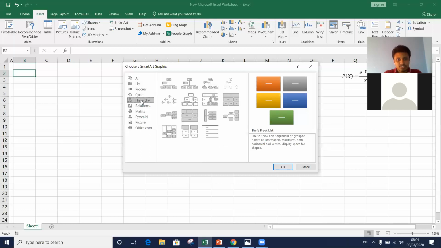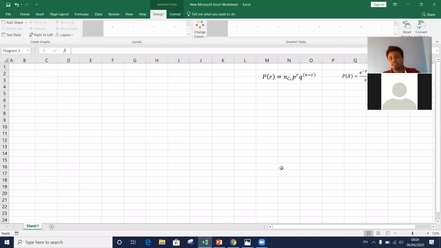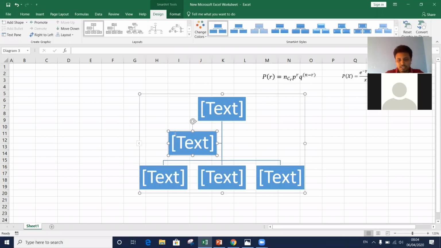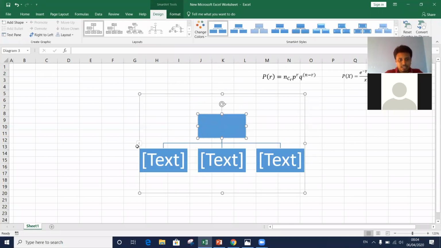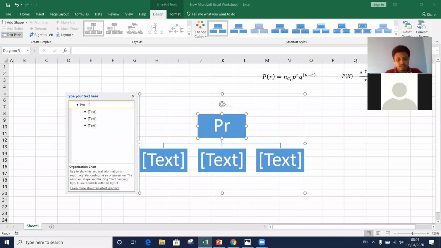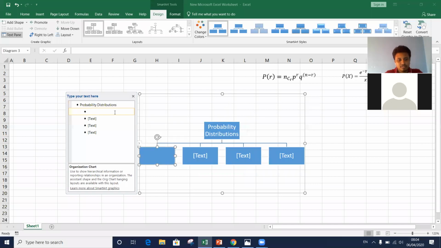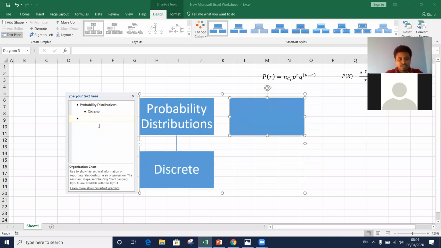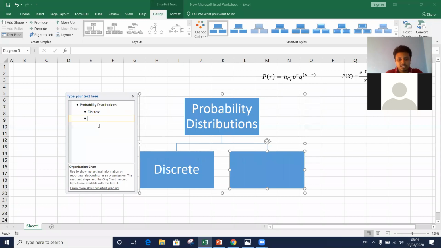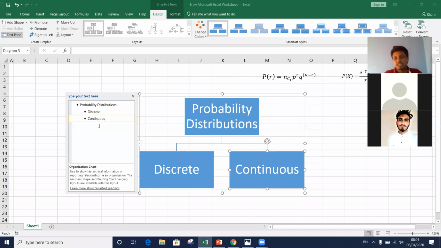Probability distributions, we can divide into two main branches. Can you remember? One type was what? Discrete probability distributions. Another one we have identified as what? Can you remember? Discrete probability distributions and continuous probability distributions.